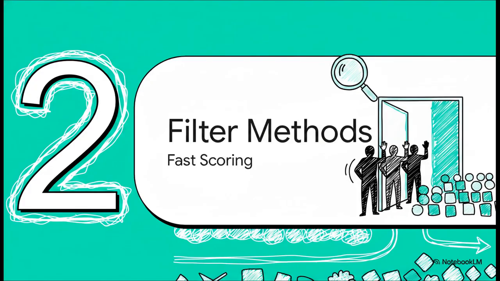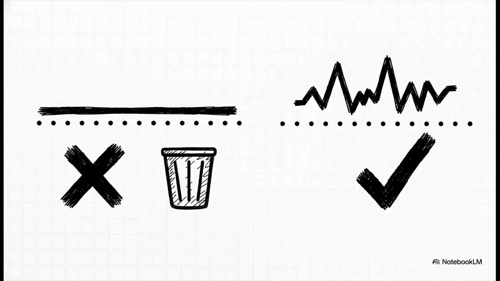Moving into Section 2, filter methods or fast scoring. Think of filter methods as the frontline bouncers at the door of your dataset. They are incredibly fast, mostly because they evaluate each feature totally in isolation, no model training required. The simplest one to grasp is the variance threshold. Look at the logic on the screen.